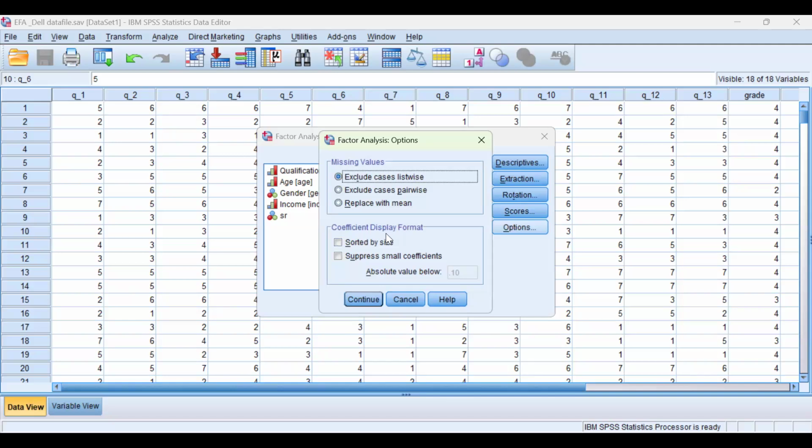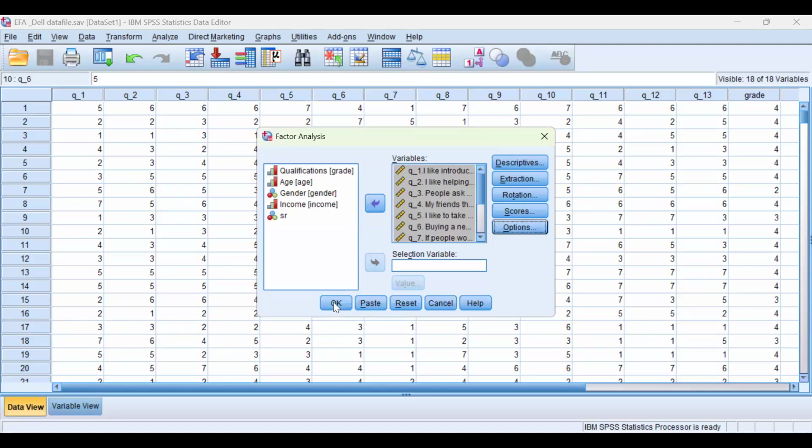And we have the coefficient display format, which is about the correlation coefficient between a factor and an item. We say sort by size, and suppress small coefficients. Anything below 0.3, suppress it. We can keep this value up to 0.5 also. But as we are running it for the first time, we can keep it 0.3 or 0.4. Let me keep it 0.3 just to show you. And I say continue. All things are set here, and I will simply say okay.